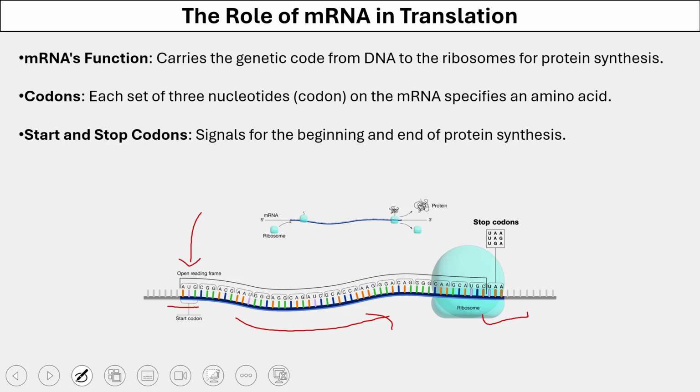The stop codon is UAA, UAG or UGA, and the start codon is AUG. In between, there is information for all the amino acids that have to be put together to form a polypeptide chain. 3 nucleotides are read as one codon, and one codon gives the information for one amino acid.